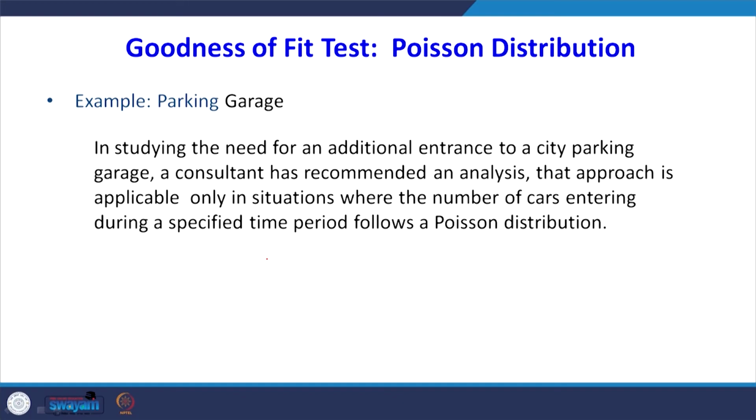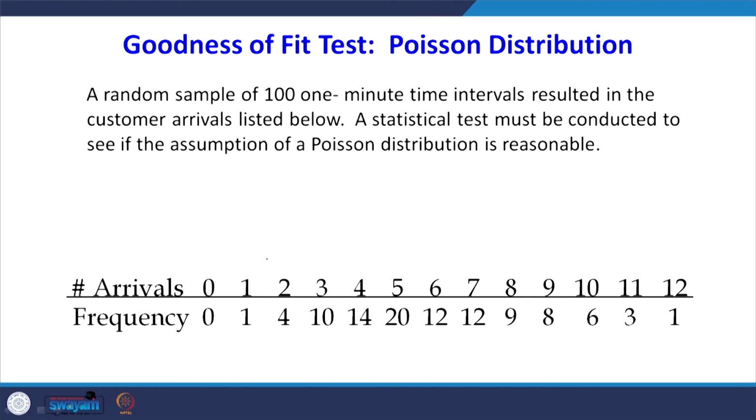We will take an example. See the parking garage example. In studying the need for an additional entrance to a city parking garage, a consultant has recommended an analysis. That approach is applicable only in situations where the number of cars entering during a specified time period follows a Poisson distribution. Since the consultant has given some solution, that can be implemented only if the arrivals follow a Poisson distribution. A random sample of 100 one-minute time intervals resulted in the customer arrivals listed below. A statistical test must be conducted to see if the assumption of a Poisson distribution is reasonable.